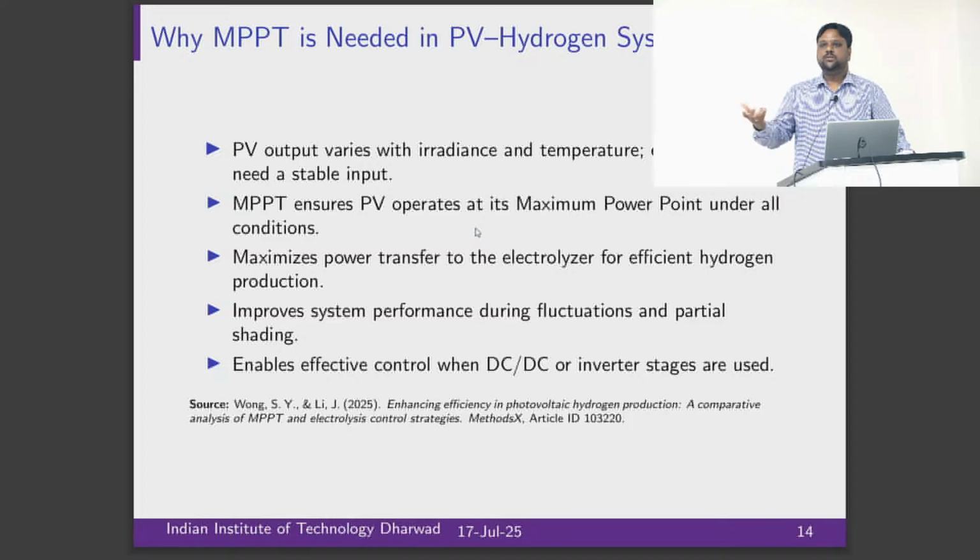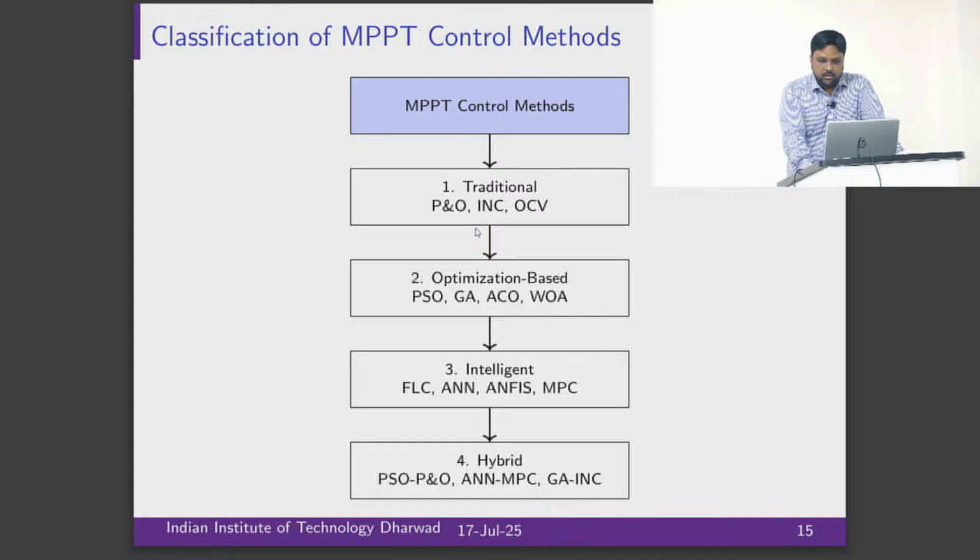That will also affect the output power. But in that case, if you have this MPPT control, and you can ensure that the maximum power point you can maintain through some kind of control philosophy, then it makes sense, and your hydrogen production will not be impacted that much. So MPPT control methods, there are so many, starting from the traditional to the upcoming technology.